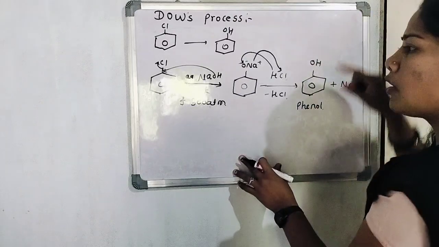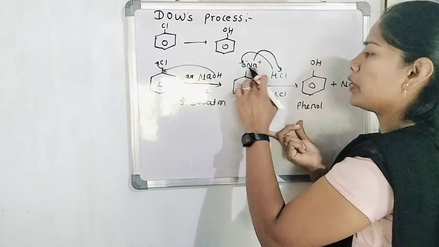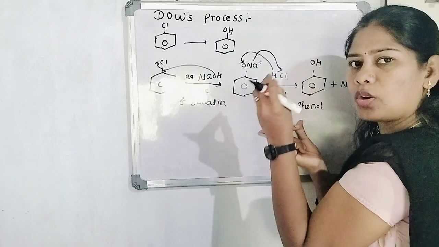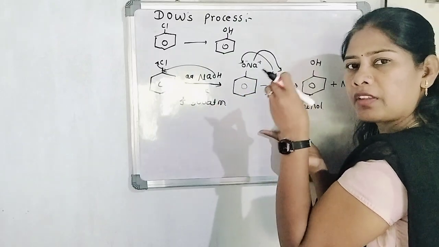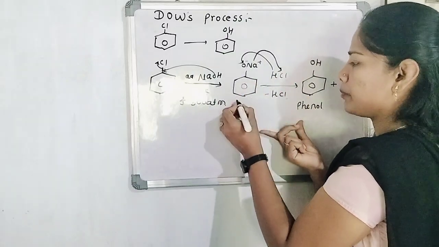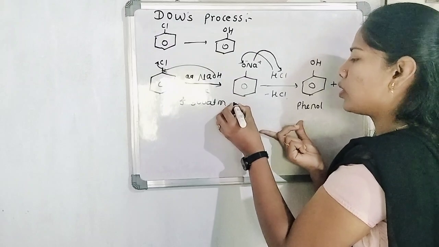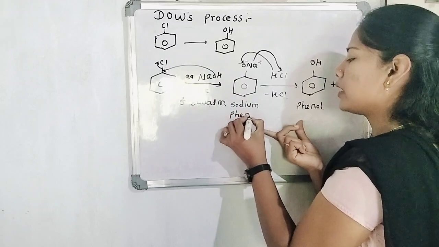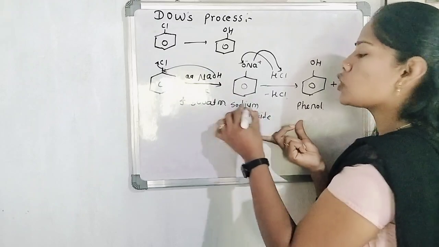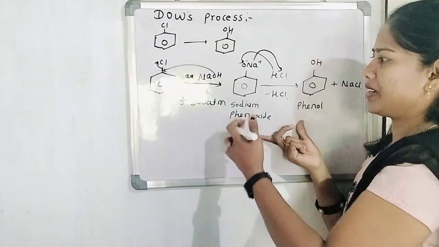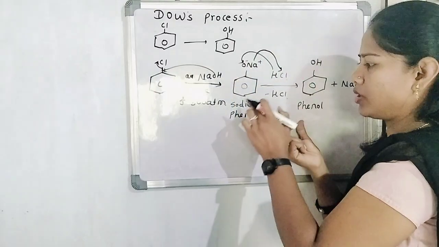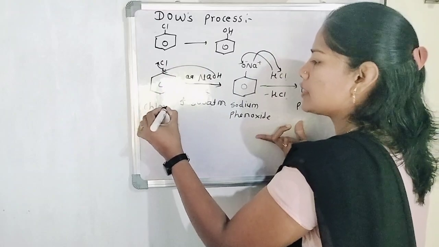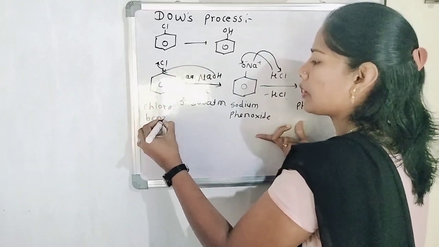Benzene containing OH is called phenol. While what is the name of this compound? Sodium attached to oxygen, which is attached to the phenyl ring. It is called sodium phenoxide. Sodium with phenyl and oxygen, so that's why it's called sodium phenoxide. And what is the name of this compound? It's called chlorobenzene.